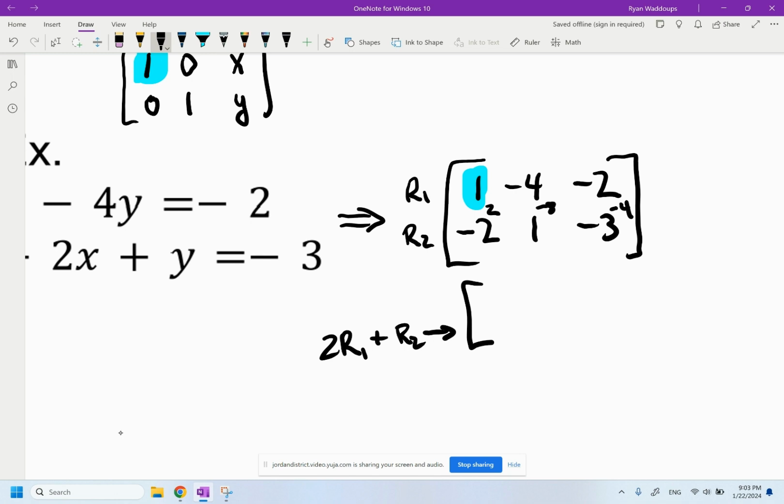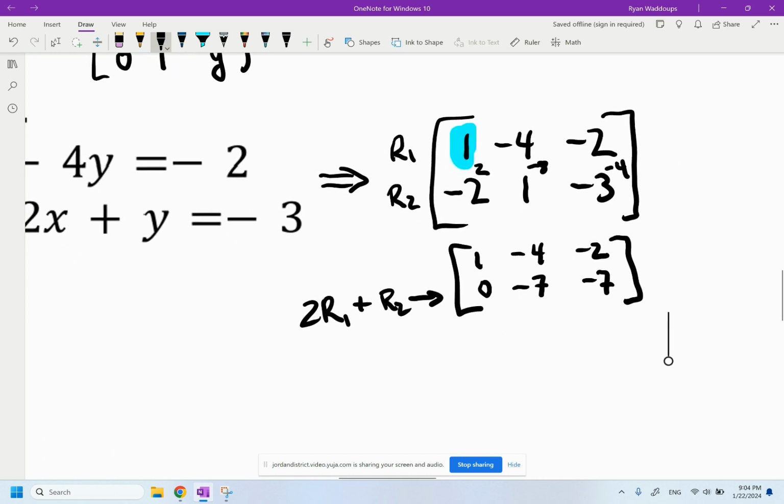Just double check here. 2 times row 1: 2 times 1, 2. 2 times -4, -8. And 2 times -2 would be -4. And so now just add those. My top row stays the same, 1, -4, -2. We're just going to keep that one the same, even though we're using it to cancel out some things on the bottom. -2 plus 2, 0. That's the 0 that we wanted. -8 plus 1 would be -7. And then -3 plus -4 is also -7.